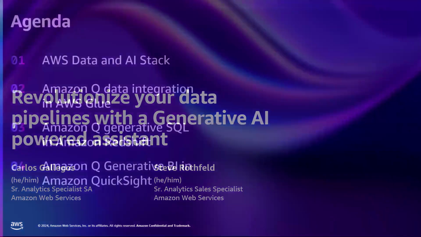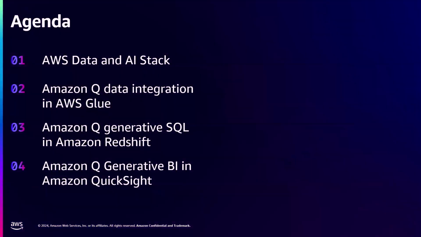So let's go through what our agenda is today. For our session, our agenda really consists of four main topics. We're going to start off talking about the AWS data and AI stack. I'm also going to introduce Amazon Q to you in that part of the discussion, which is our generative AI assistant. Then Carlos is going to take over. He's going to do all the hard stuff today.